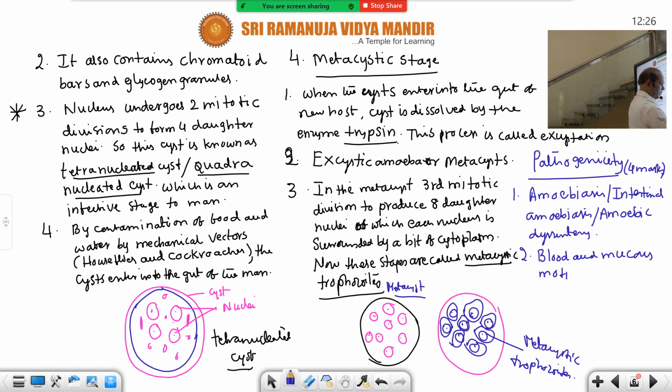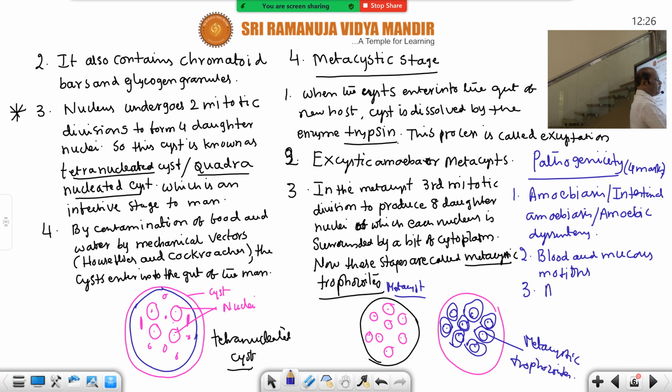Because the mucous membrane of the large intestine is dissolved by the enzyme histolysin, the ulcers are broken, the abscesses are broken. The abscess from which the mucus comes out. So along with blood, mucus also comes out. This is the best symptom.